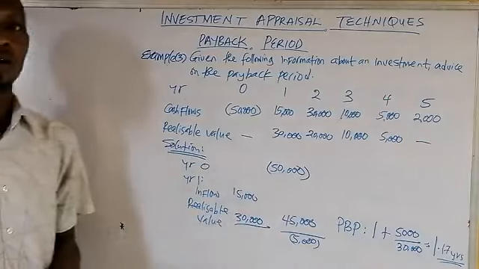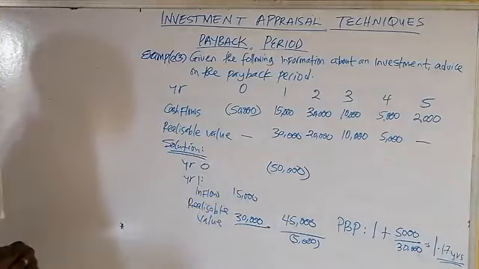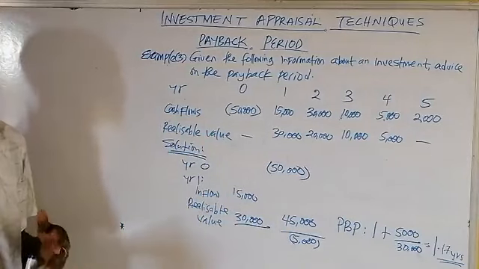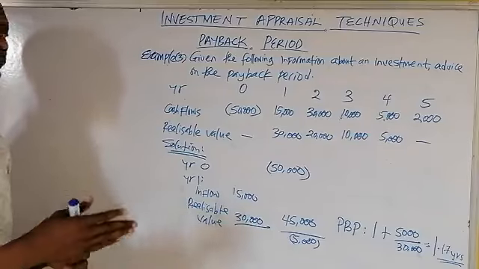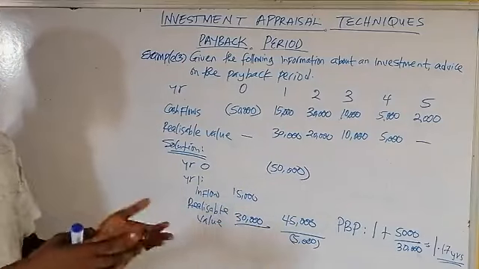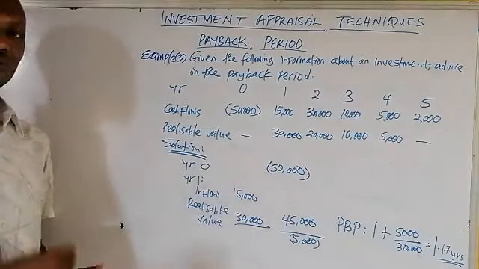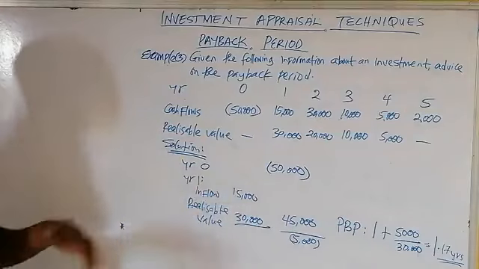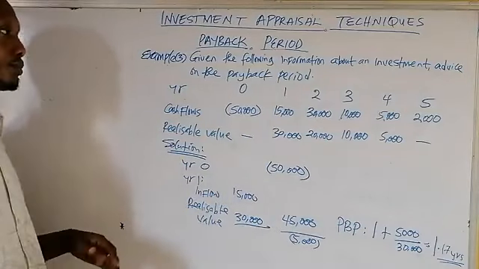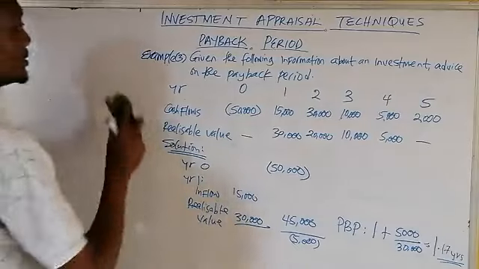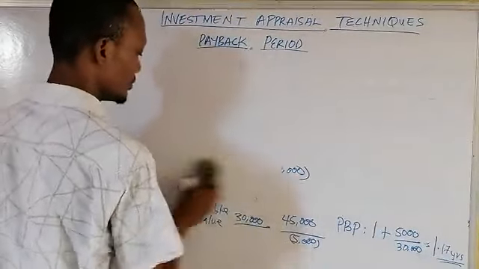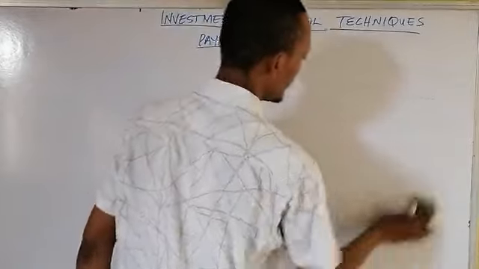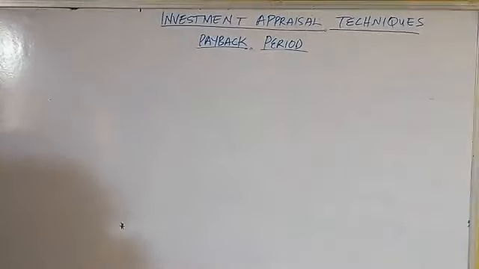Now, under payback period, we have been able to calculate the number of years in which our return from our investment covers our investment. Now, what are the decision rules? Under payback period, we have 3 decision rules. Let's look at the decision rules.